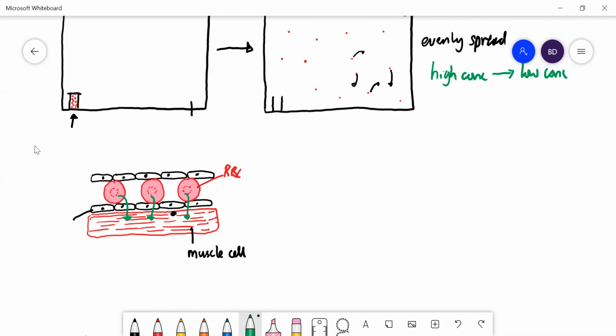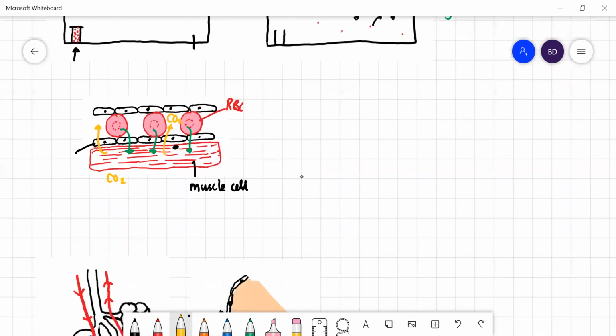At the same time, we are going to get carbon dioxide, which the muscle cell is making due to respiration, and that's going to be a high concentration of CO2 in the muscle, and that's going to diffuse back into the blood, dissolve in the plasma of the blood, and be carried away. So that's really important, how the muscle gets its oxygen and gets rid of its waste products by diffusion from the blood. You will see this happening time and time again. So let's have a look.